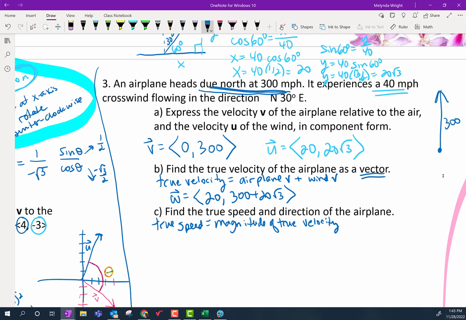True velocity is the airplane velocity plus the wind velocity if you're doing airplanes. If you're doing boats, it's the boat velocity plus the current velocity. True speed is the magnitude of true velocity, period. True speed is a number. It's like how fast you're going.